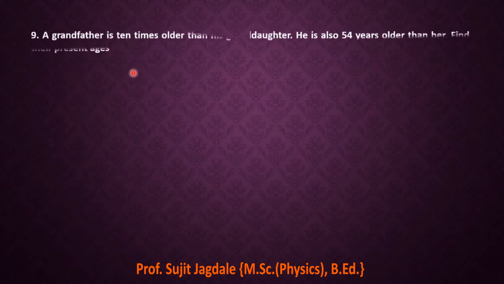Now question number 9 is like this: a grandfather is 10 times older than his granddaughter. He is also 54 years older than her. Find their present ages.